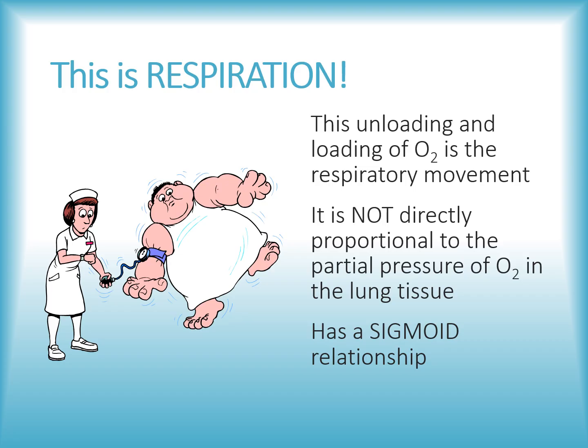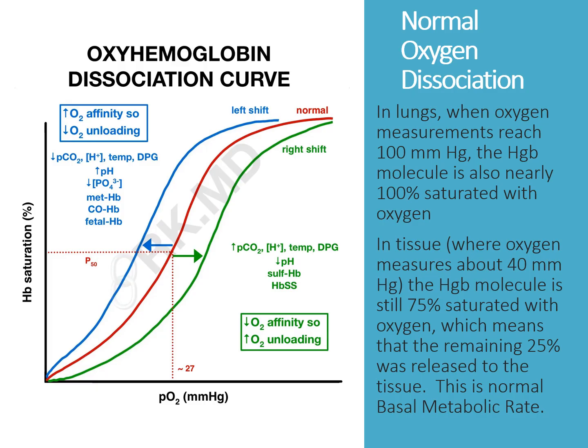So this unloading and loading of the O2 molecule is the respiratory movement, sometimes called hemoglobin dissociation. It is not directly proportional to the partial pressure of O2 in the lung tissue, and it actually has a sigmoid relationship. Let's look at our oxyhemoglobin dissociation curve on the next slide, and we'll talk about some of the conditions that affect our respiration curve. All right, so this diagram is showing a representation of our oxyhemoglobin dissociation curve.